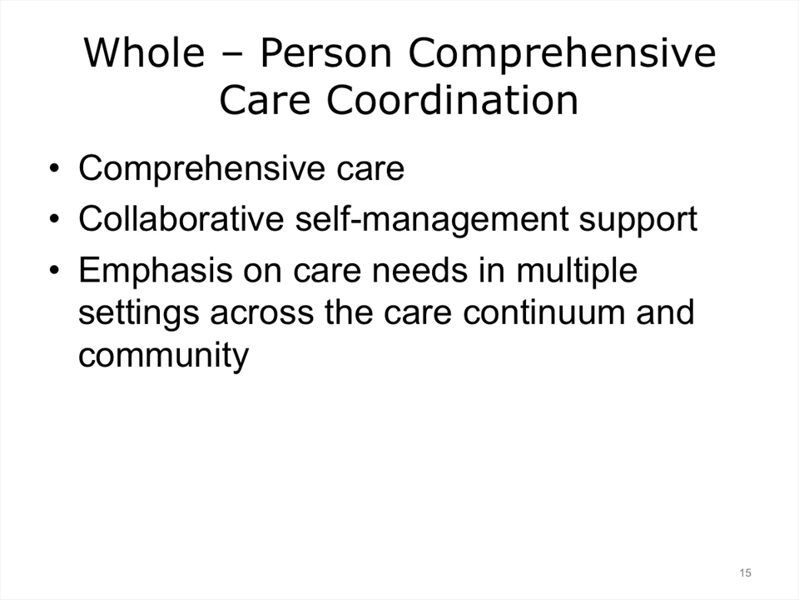Whole person care coordination includes A. Comprehensive care, B. Collaborative self-management support, and C. Emphasis on the spectrum of care needs in multiple settings across the care continuum and community, such as preventive, routine, acute, urgent, and emergent care, mental and behavioral health, advice, assistance, education, and support for making changes in health habits, and making all whole person shared decisions and goals.